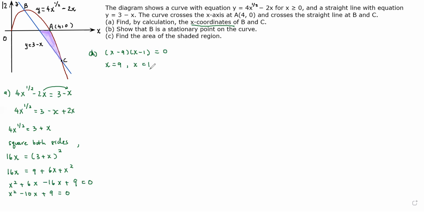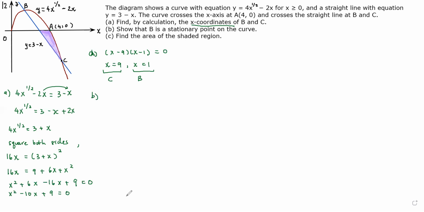That will give us the x coordinates of B and C, so that we know that point B has x coordinate 1 and point C has x coordinate 9. B is to the left of C.